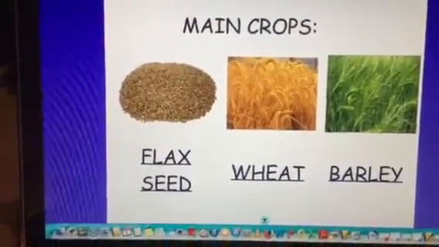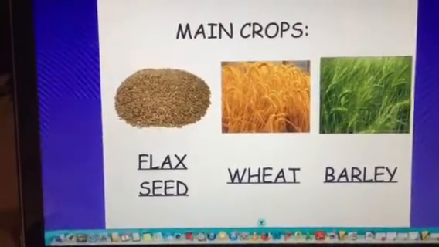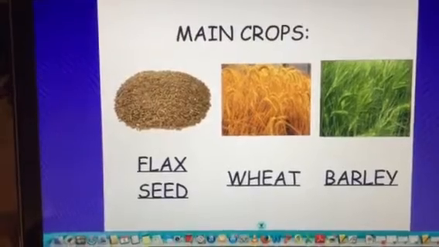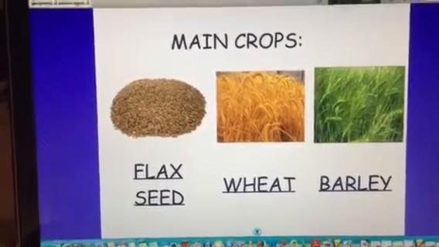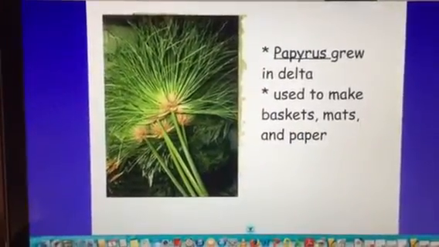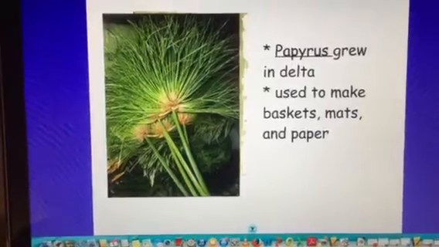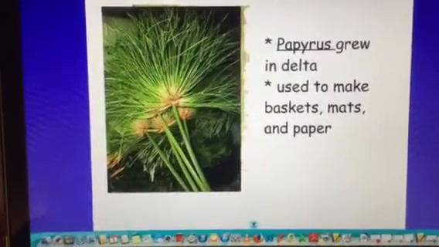The main crops in Egypt were flaxseed, wheat, and barley. So very similar to Mesopotamia. They also grew this reed plant called papyrus. It grew in the delta and was used to make baskets, mats, and paper.